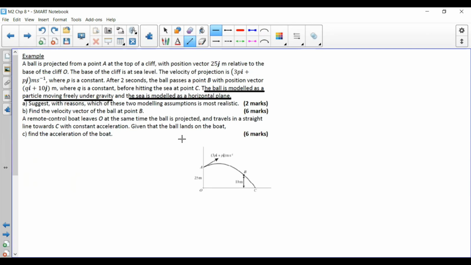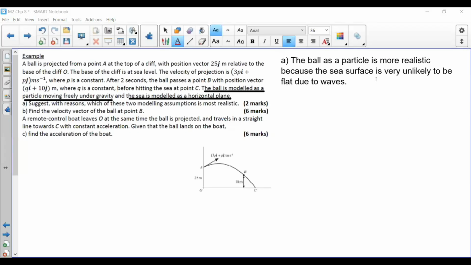So if we say the ball modeled as a particle is more realistic, so we say assumption 1 is more realistic, that means we're saying that assumption 2 is less realistic or unrealistic. Well, you just have to justify why. Simple, because how likely is the sea going to be horizontal? You know, the sea has waves. So you can say that. So let me type it out. The ball as a particle is more realistic because the sea surface is very unlikely to be flat due to waves.